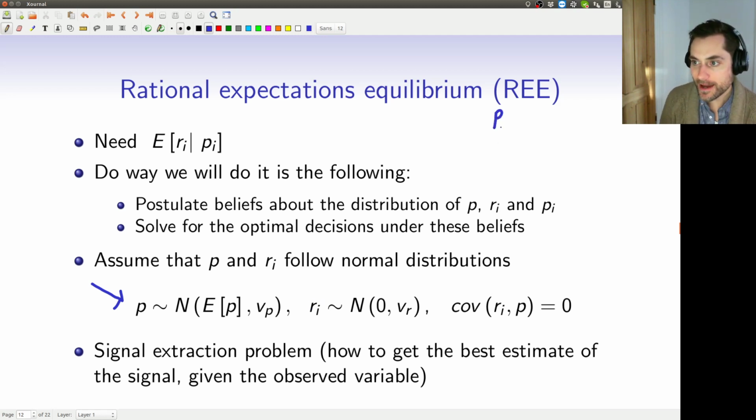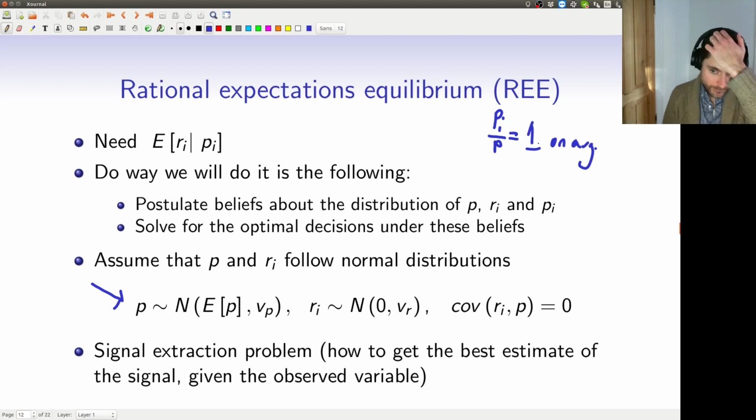On average, they're going to expect that p_i divided by P is equal to 1, which makes sense since on average p_i is equal to P. So it equals 1 on average. When we take a log, the log of 1 is 0. You notice I'm being slightly coy here. There's a bit of hand waving going on, but it's a relatively minor issue. And then we're going to assume the variance of this object is equal to V_r.